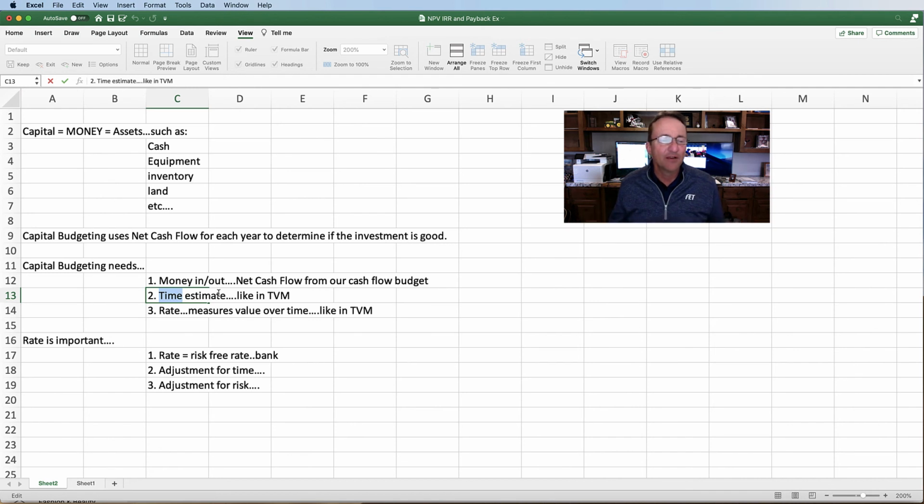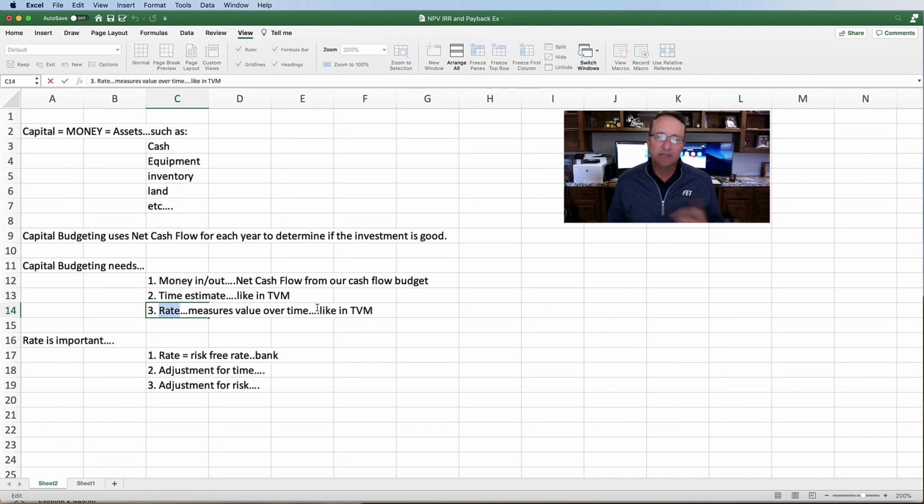What's the time? Then the third part is, what is the rate? Now these right here, 1, 2, and 3, are exactly the same things that we've already talked about with time value of money. So they're the same things, but we're applying them in a very specific example, which is called a capital budget.